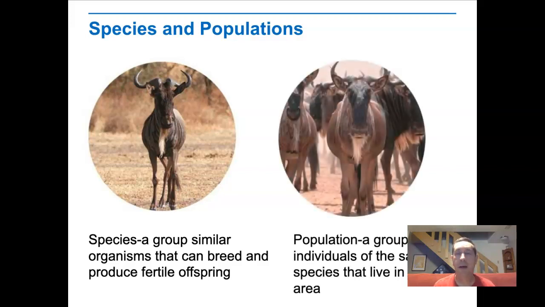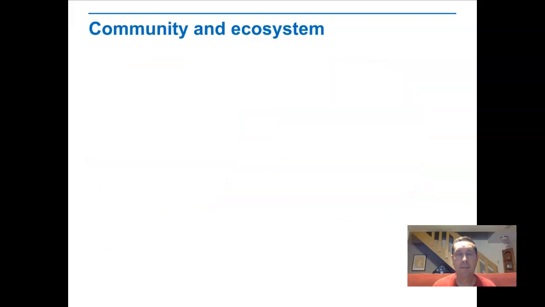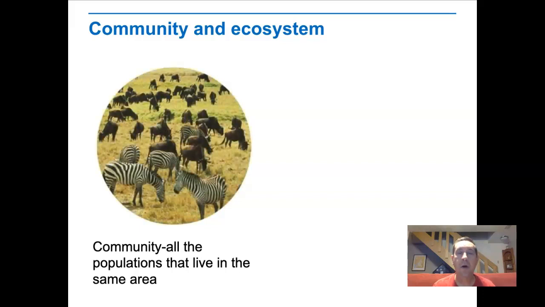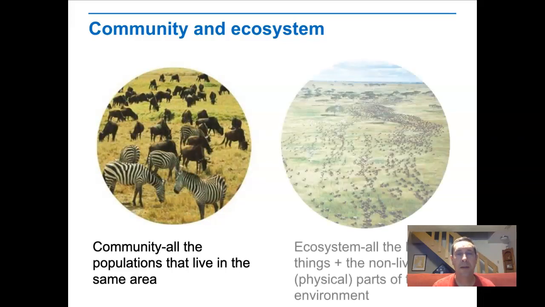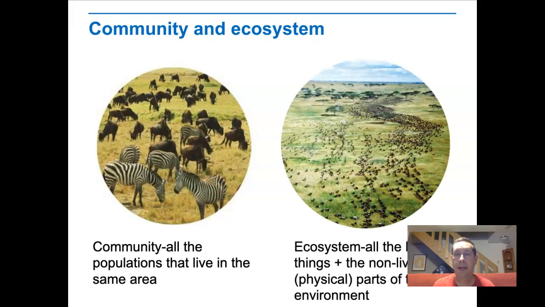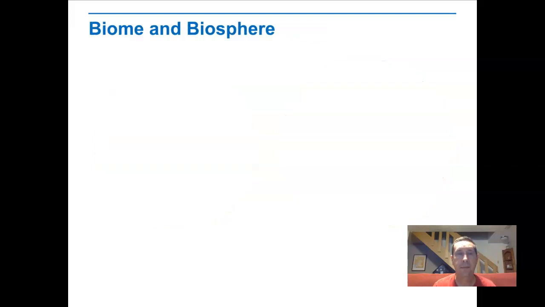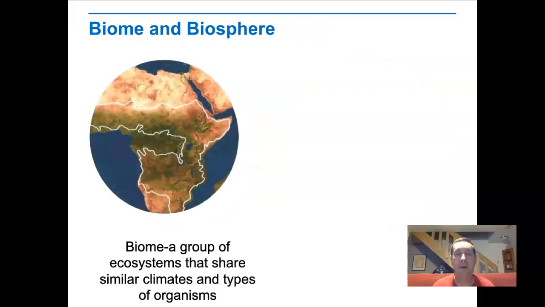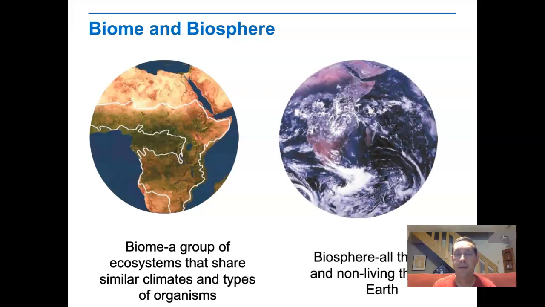We can also look at populations, a group of individuals of the same species that live in the same area. Communities are all the populations that live in the same area, all the living things in that area. And ecosystems are all the living and non-living parts of the environment. And that leads us to biomes, a group of ecosystems that share similar climates and types of organisms, like grasslands and so forth. And the biosphere, all the living and non-living things on Earth.